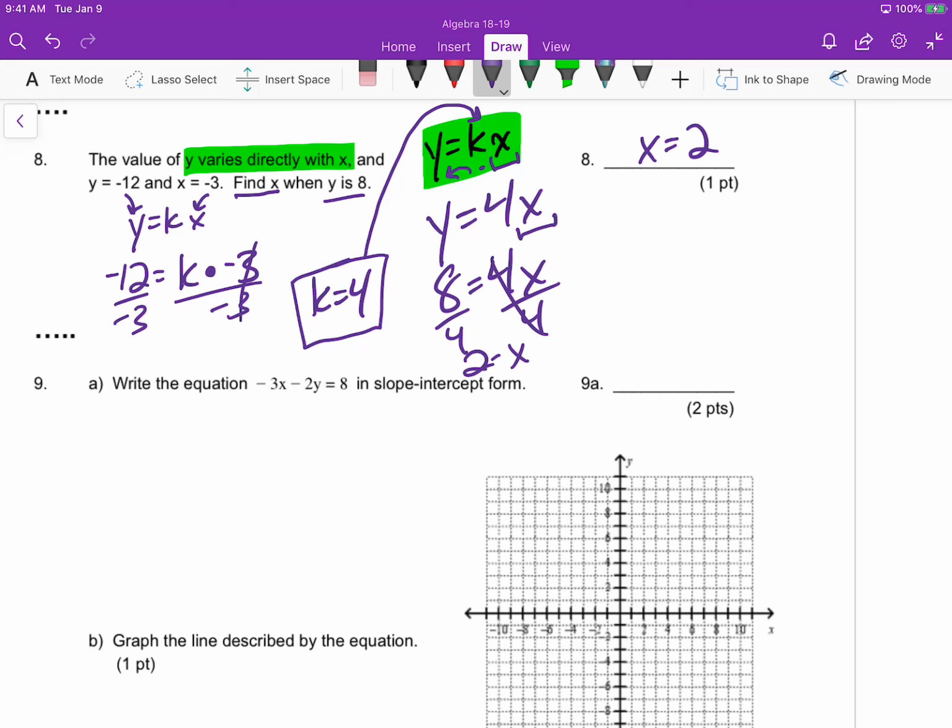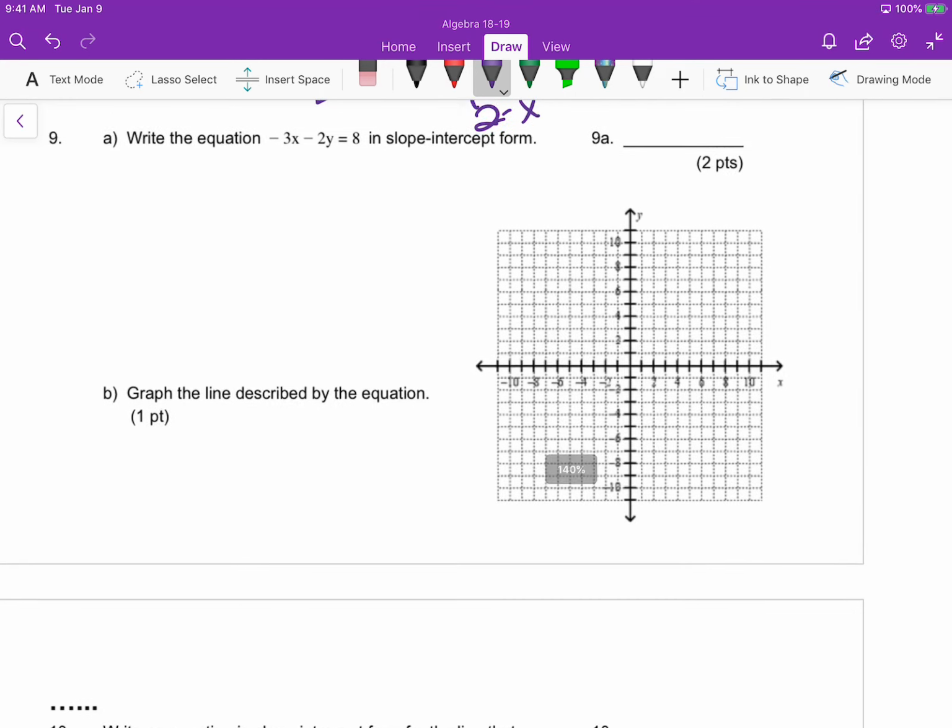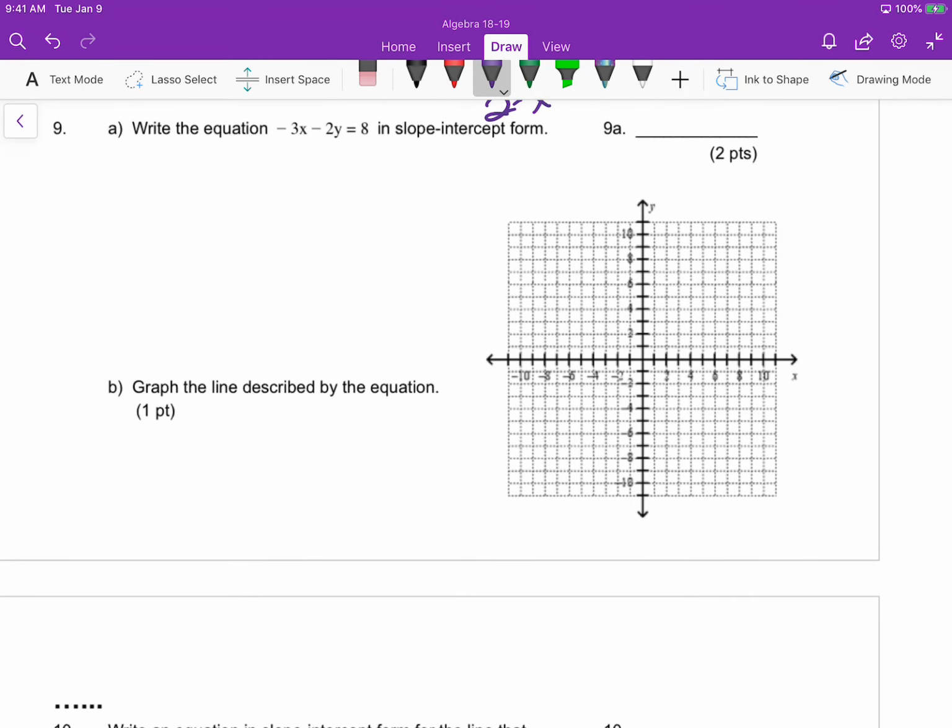All right, number 9. Here's where it starts to get a little bit harder. They gave us ax plus by equals c. They gave us standard form, but they're asking for slope-intercept form. So basically I have to get y by itself so that I can change this into y equals mx plus b.